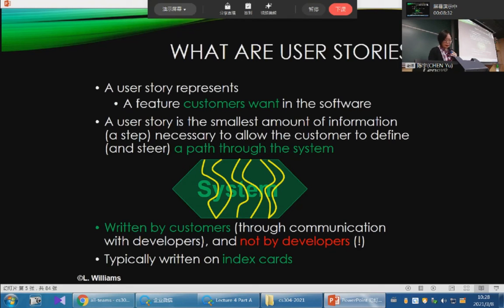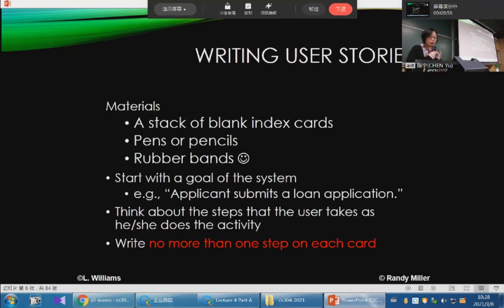But in your case, you may write this user story, or some form of it, in the form of issues. Sometimes an issue could be very complicated, so you can break it down into several user stories. Typically, they write each user story on an index card, so basically you need a lot of index cards. I don't have index cards with me today, unfortunately. It's just a small square, almost like this shape.